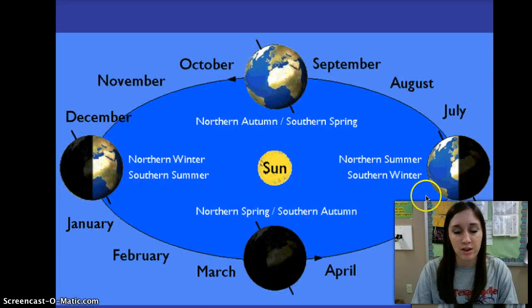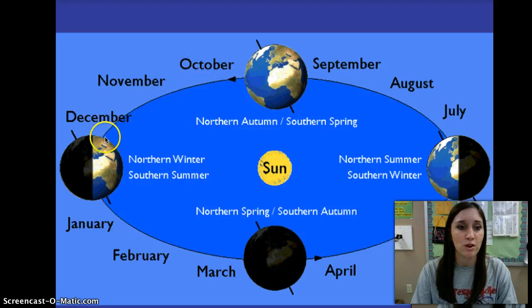Here is just another example, okay, and it just has the months instead. So right here, we're facing the sun, so that has to be July. That's summer for us. So if we're in summer, the southern hemisphere is in winter. Moving this way. So after summer comes fall. They are in spring. Okay, this is in September and October for the months.